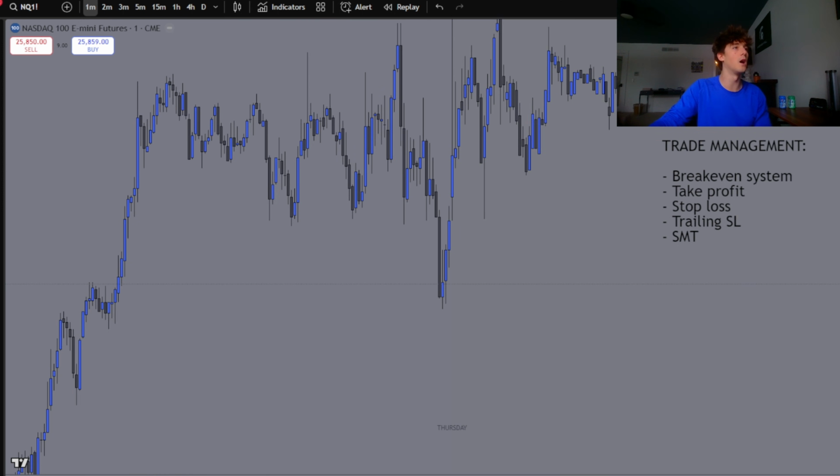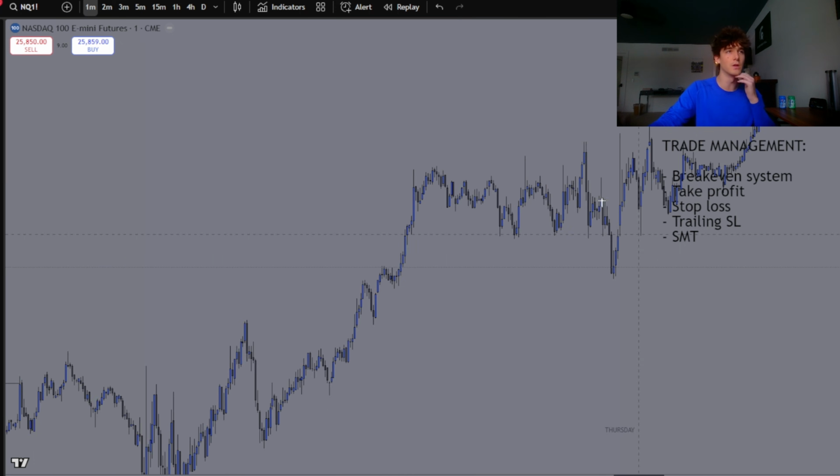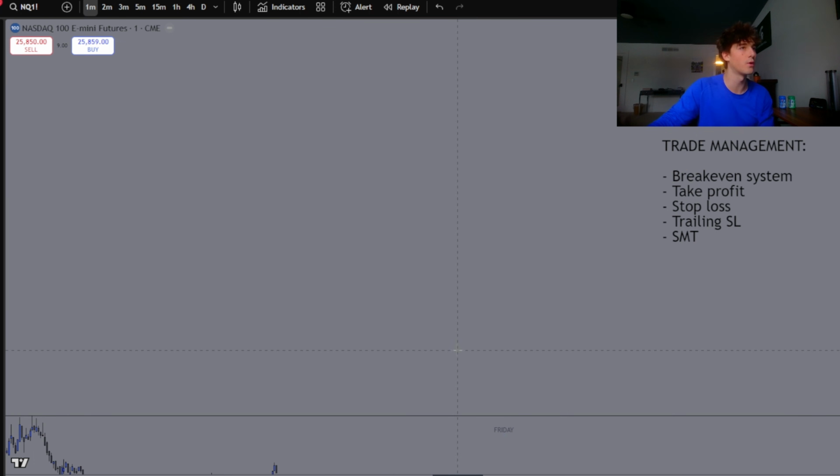And then SMT. I don't have ES up, but I don't really need to. I'll just throw on a quick diagram. So we'll say here, this is ES's draw, and this is NQ's draw. Let me just write it out.